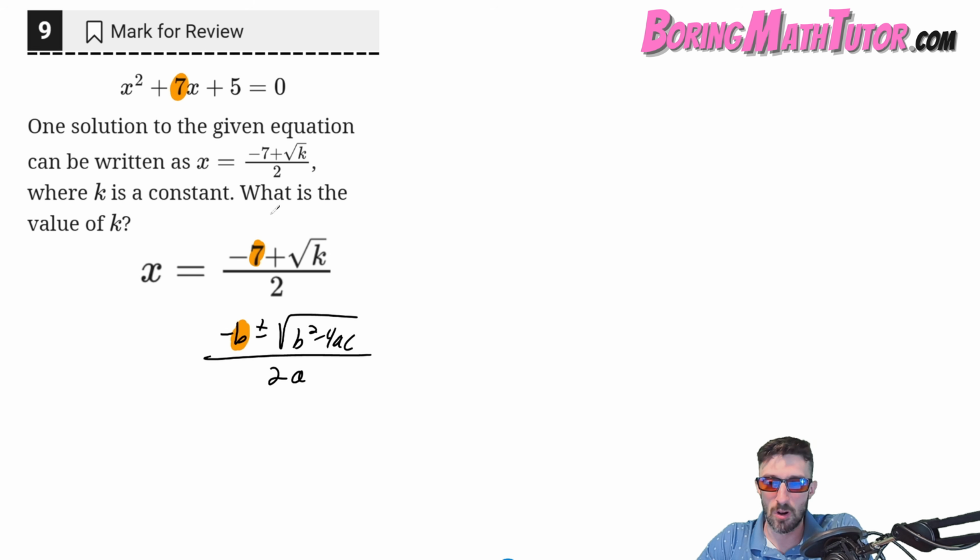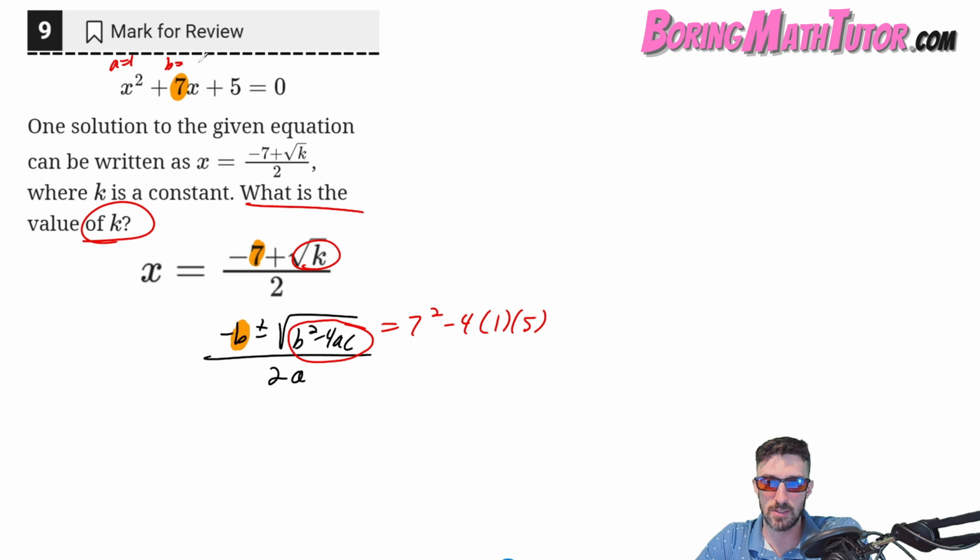And what are they asking for? The value of k. So k is going to be equal to this part, the b squared minus 4ac, which in our case is equal to 7 squared minus 4 times 1 times 5, because our a is 1, our b is 7, and our c is 5.